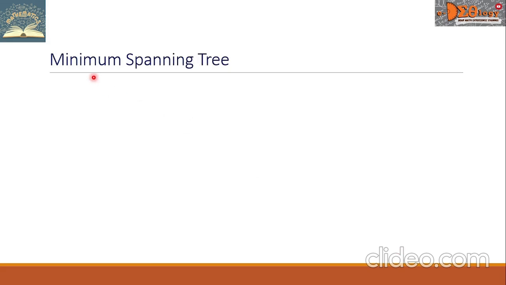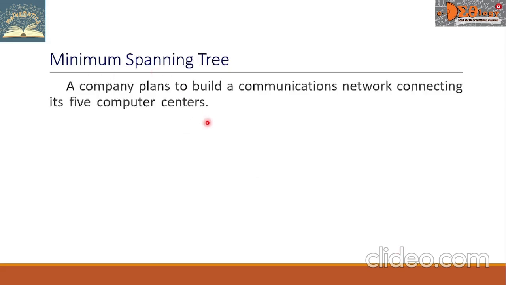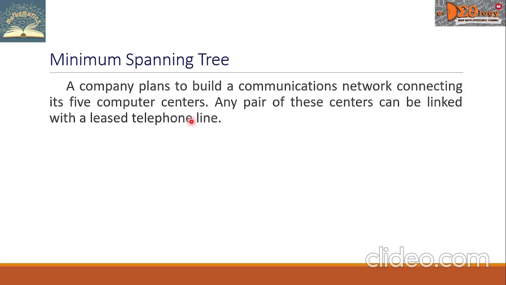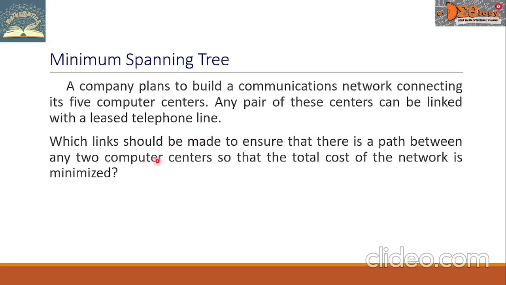Now let's go to minimum spanning tree. For illustration, we have this. A company plans to build a communications network connecting its 5 computer centers. Any pair of these centers can be linked with a leased telephone line. Which links should be made to ensure that there is a path between any two computer centers so that the total cost of the network is minimized?